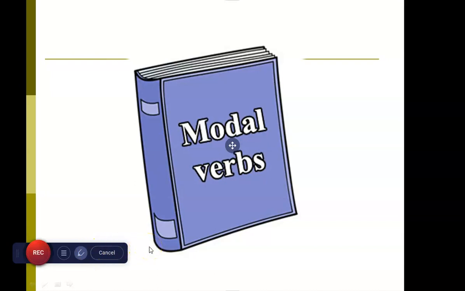Hello my dear students, in today's lesson we're going to talk about the modal verbs. Let's continue our lesson.